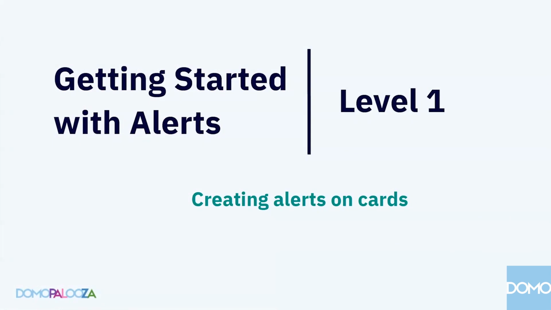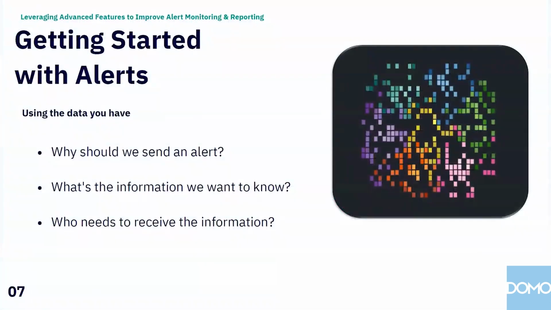So to get started, we're going to start looking at creating alerts. And like I said, this will be level 1 for Domo alerts. So, getting started with alerts. What we want to do here is take the data that we have. We're going to be working with production data today, and we want to understand, why should we create an alert? Why do we need to send alerts?